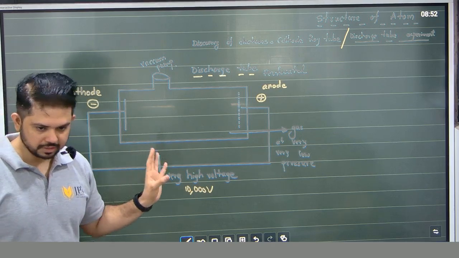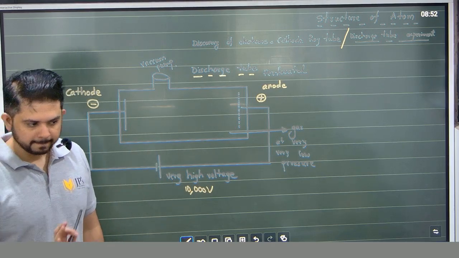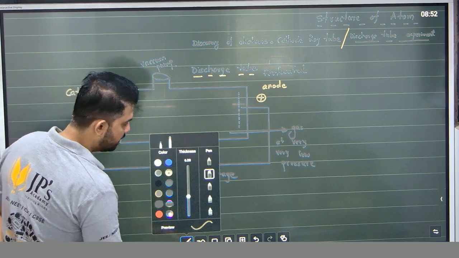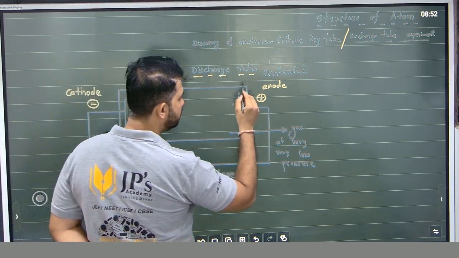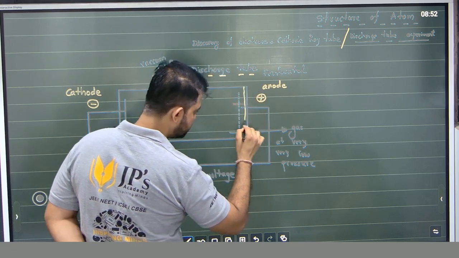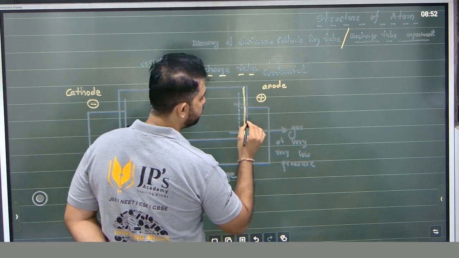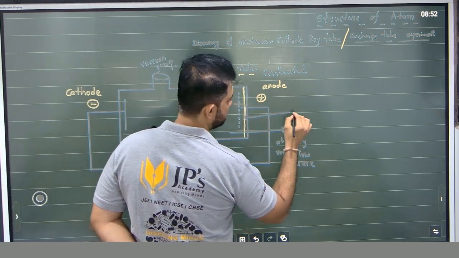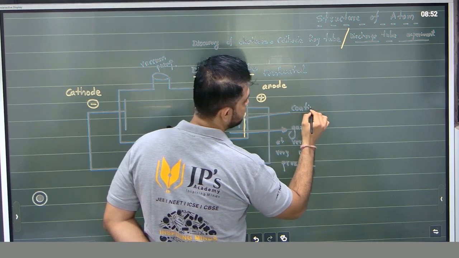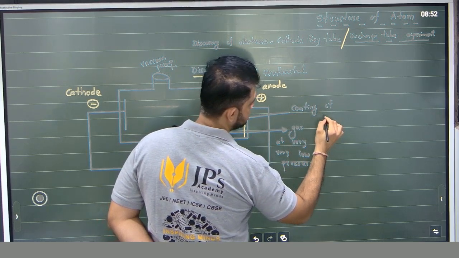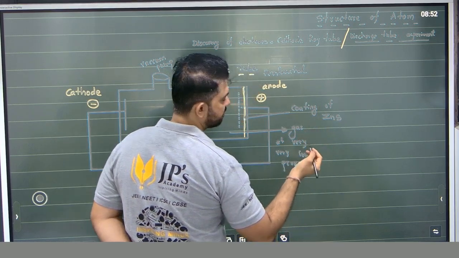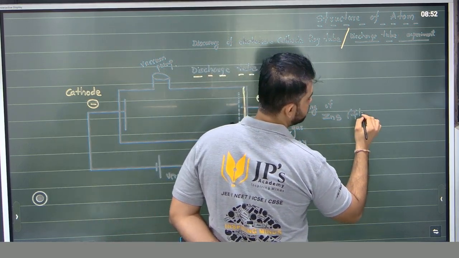Any questions in the experimental setup till here? Now, behind the anode, there was a small coating of zinc sulfide, which is a fluorescent material.